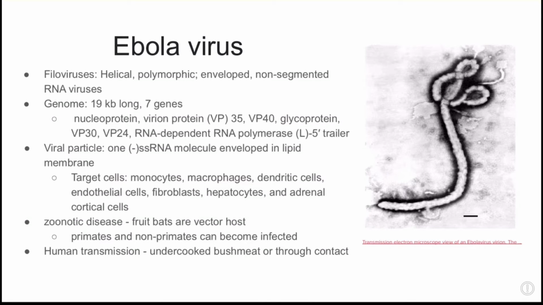Some target cells of the Ebola virus are the monocytes, macrophages, hepatocytes, and adrenocortical cells. It is considered a zoonotic disease where primates and non-primates can become infected and potentially become fatal. Fruit bats are known as a vector host. And transmission to humans can occur through undercooked bushmeats or contact through hunting or prepping an infected carcass.